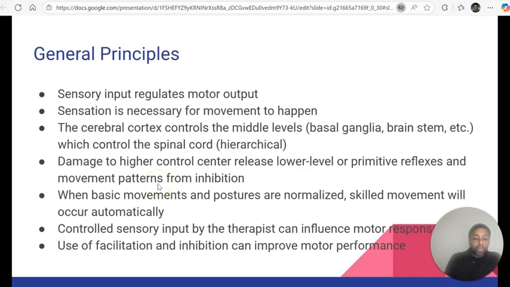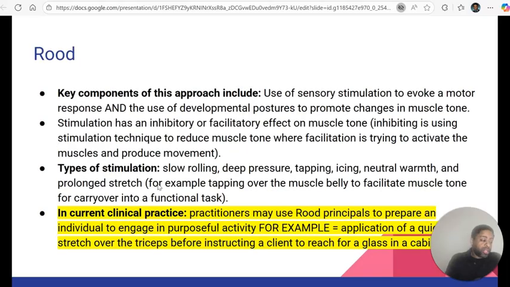All right, so I'll skip the general principles, going specifically into these traditional approaches. The Rood approach uses sensory stimulation to either activate or calm muscles in people with neurological conditions. Essentially, there are two main goals: one is to facilitate muscle activation, and the other is to inhibit muscle tone. By doing so, the desire is to produce optimal motor movement or motor output.